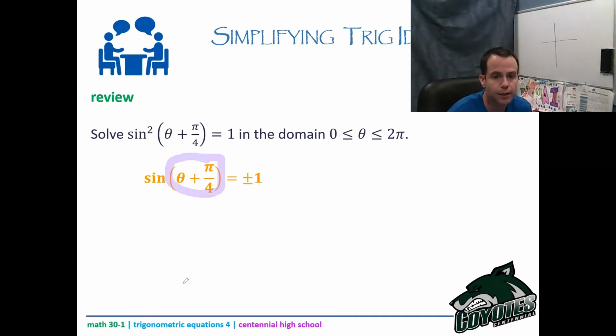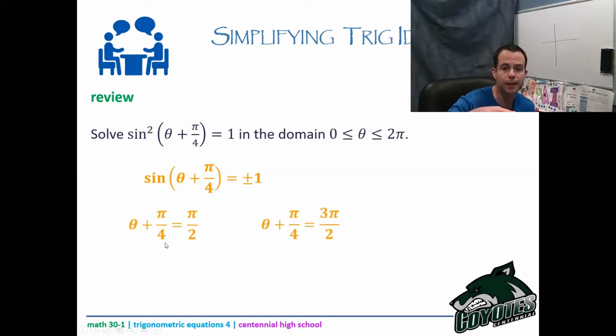Okay, so I'm just going to clear that and we'll continue on with the slide. And there I go. I've got theta plus pi over 4 equals pi over 2, and theta plus pi over 4 equals 3 pi over 2. Because pi over 2 and 3 pi over 2 would give us the ratios of plus or minus 1 that we were originally looking for. Now, I need to solve for theta though. So now, because it doesn't just say theta, it says theta plus pi over 4, I need to get rid of the pi over 4. So I just subtract pi over 4 from both sides.